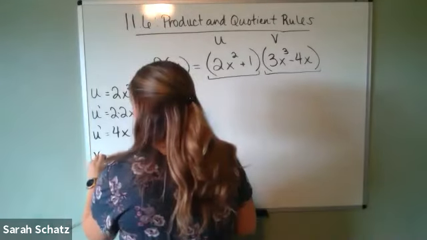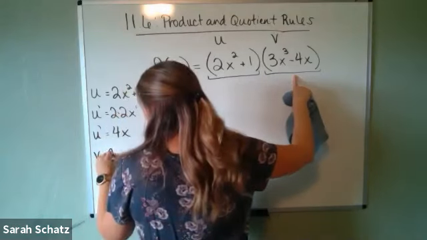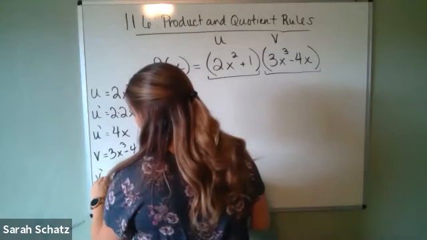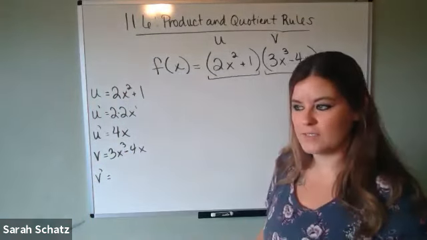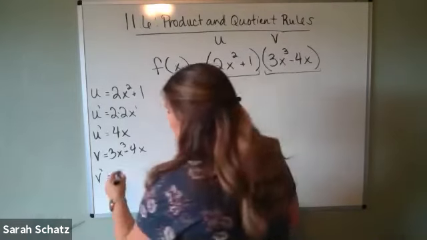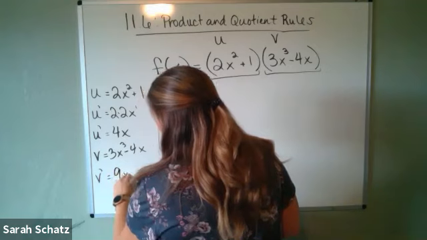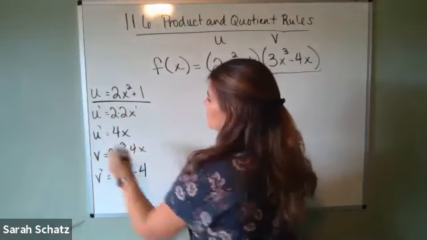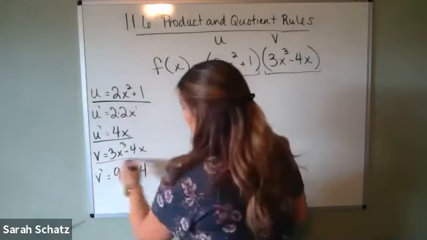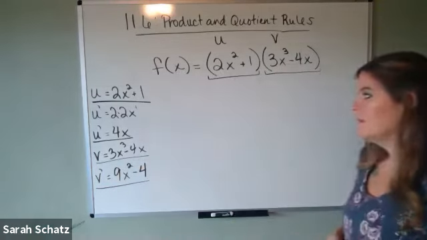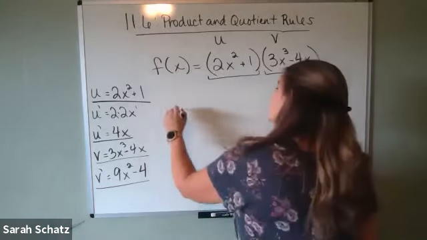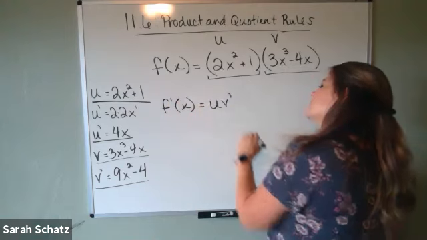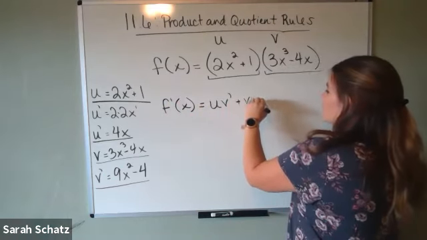Let's write down v. So v is this one, 3x cubed minus 4x. So dv, taking that one term at a time, I'm not going to step by step this one out as much as I did that one. You guys, the derivative of v is going to be 9x squared minus 4. So what are the pieces I need? I need u, I need du, I need v, and dv. I just have to remember how to put them together. So to take the derivative, remember it's u dv plus v du.